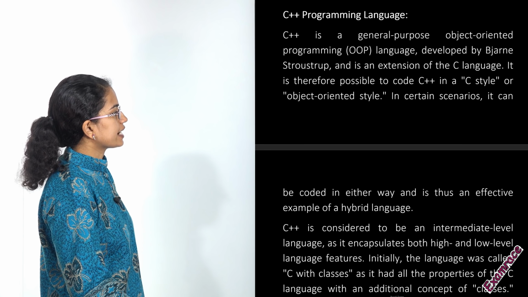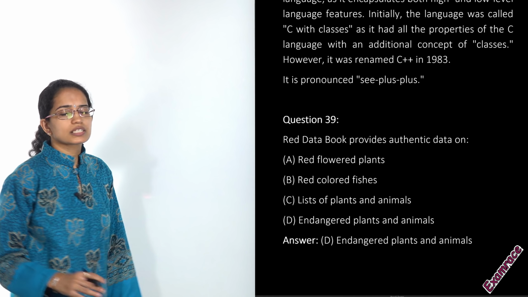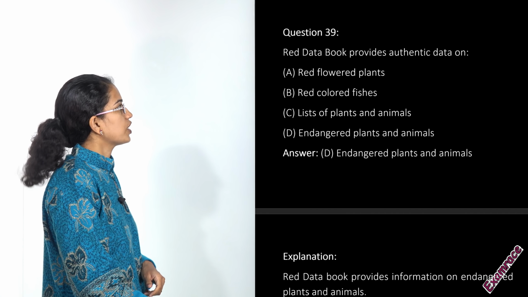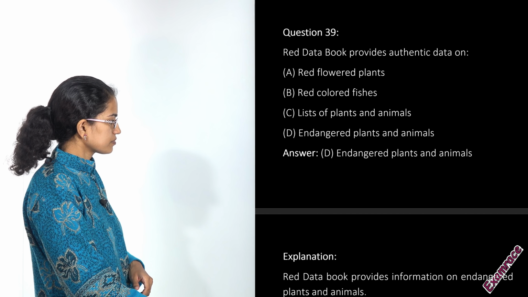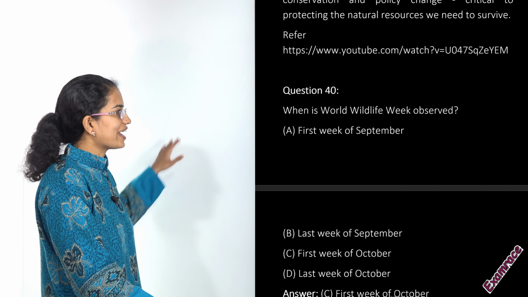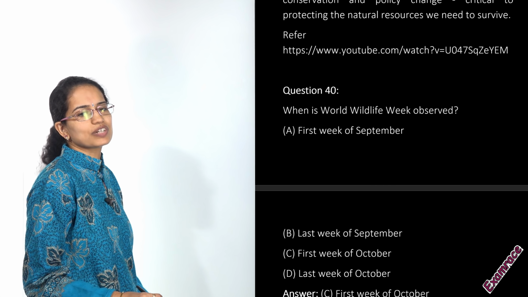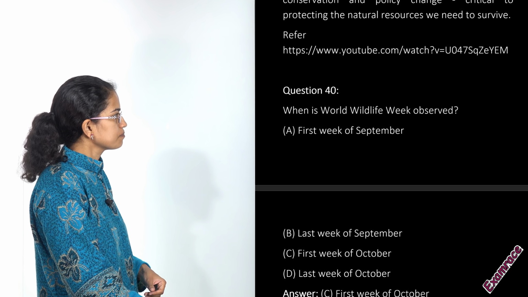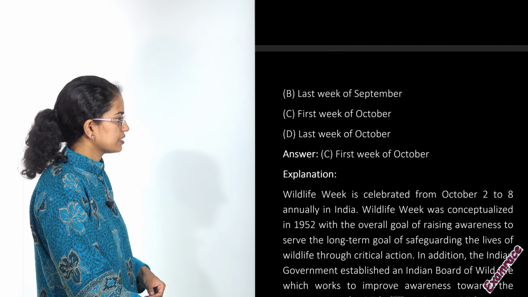The next is, Red Data Book is the IUCN classification, a list of endangered species of plants and animals. So D becomes your right answer for this question. The first World Wildlife Week is celebrated in the first week of October. So first week of October becomes your right answer. So C becomes your right answer here.